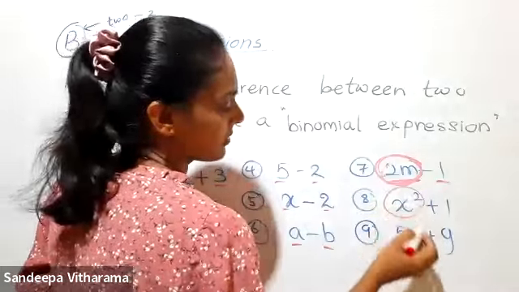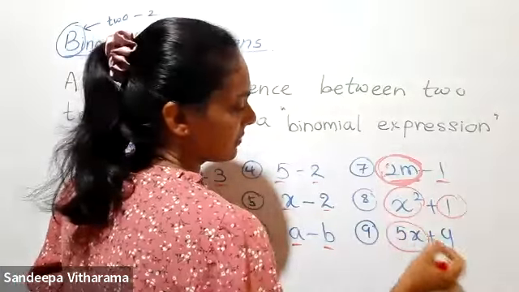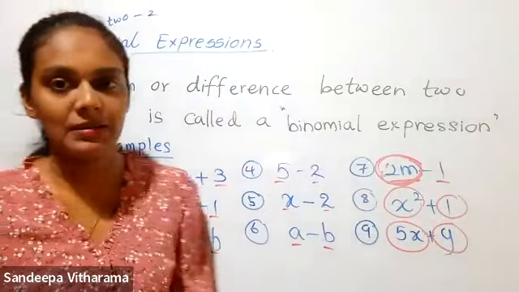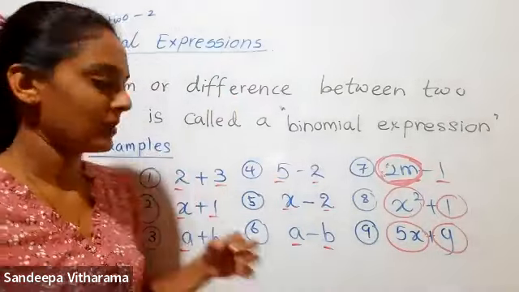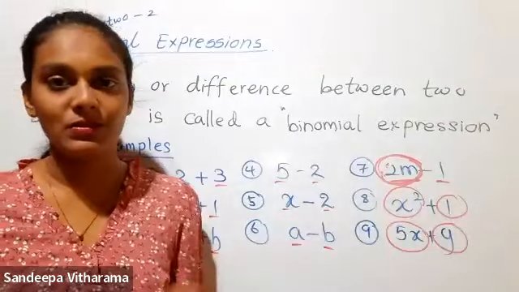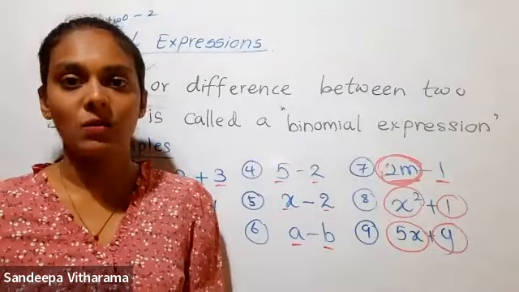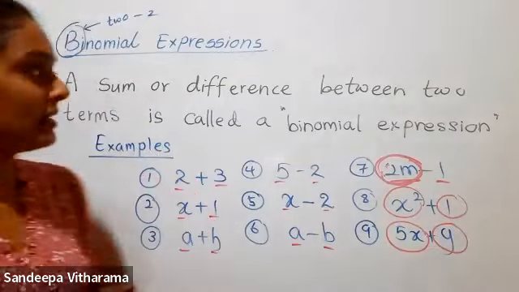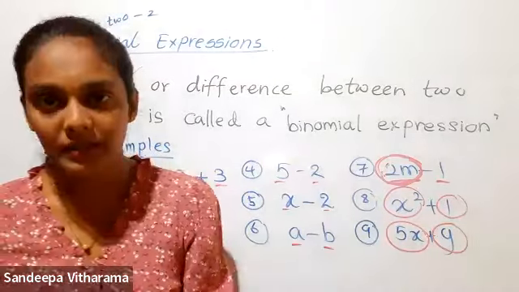One term, another term. Here this is also one term, and another. Okay. So when there is a sum or a difference between two terms, always only two, this is called a binomial expression.